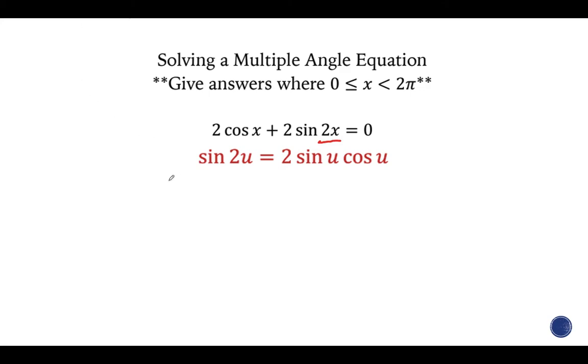All right, bear with my writing here. So we're going to end up with 2 cosine of x, and then we're going to substitute in the double angle formula for that 2 sine of 2x. So if I plug that in here, we're going to end up with 2 sine of x. Our angle is not u, our angle is x in our equation. And again, all of this is equal to 0.